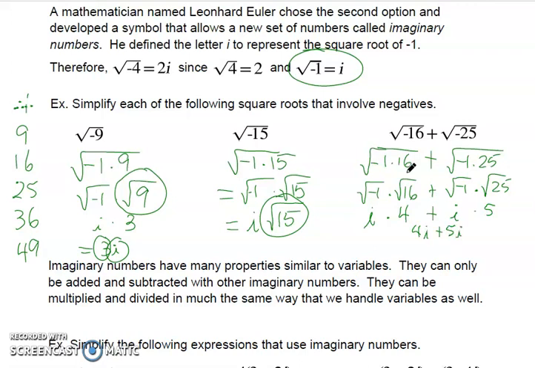Again, that number is in front of the i. We treat i quite often like an x. So if the problem was 4x plus 5x, we would add those together to make a final answer of 9x. So here we're going to take 4 i's plus 5 more i's. So altogether, the final answer will be 9i.